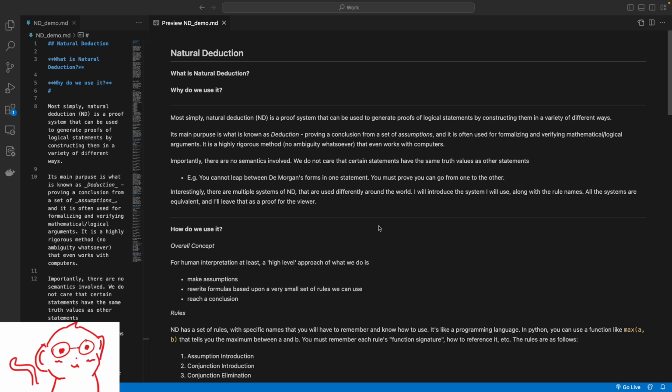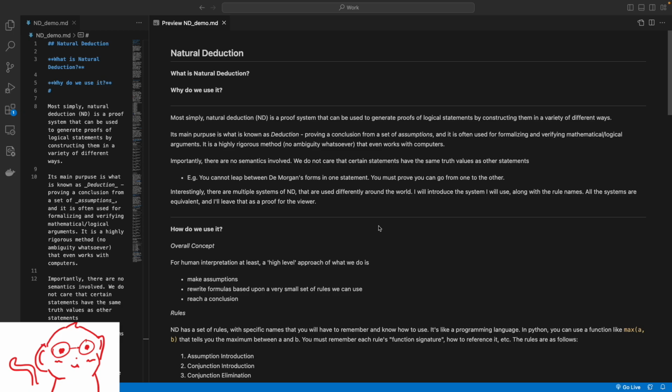Seems kind of counterintuitive. But remember, there are certain logical leaps that you can't make. For example, De Morgan's in logic. If you take the negation of P and Q, it's the same thing as saying not P or not Q, right? You can't make that jump in natural deduction. You have to get from one side to the other step by step. In logical equivalences, you can just jump that. So that's a big difference.